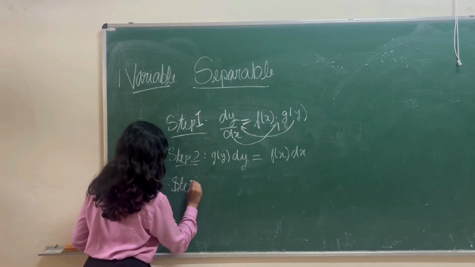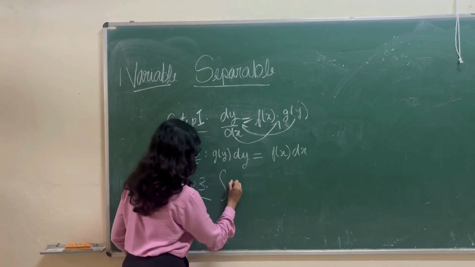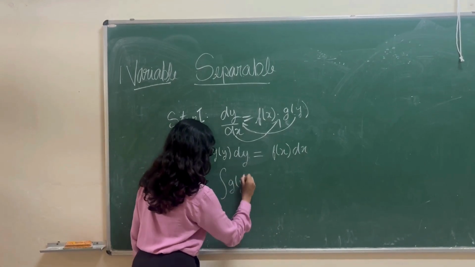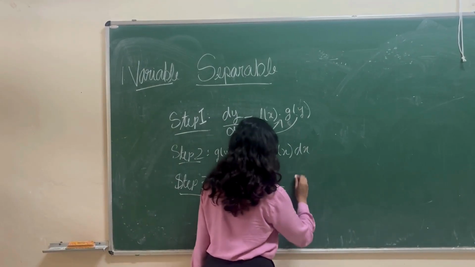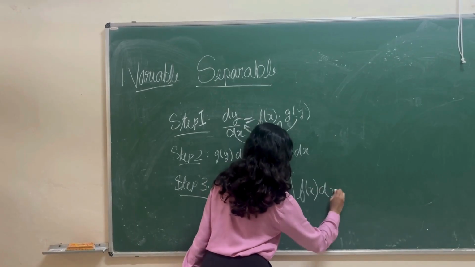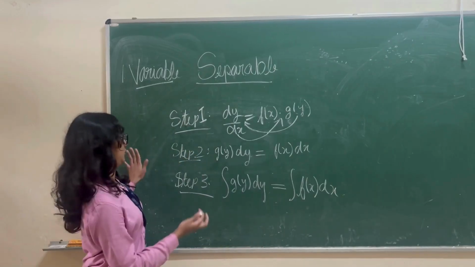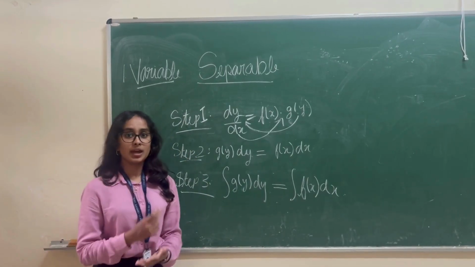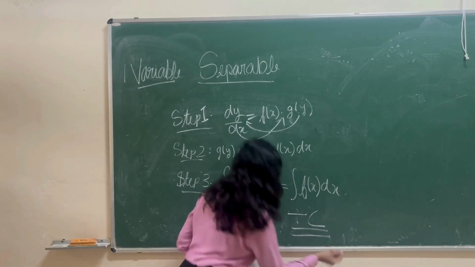Our next step, step 3, is to integrate. So we will integrate with respect to y on the left and integrate f of x with respect to x on the right. The most important part in solving an equation by variable separable form is to make sure that you add plus c in the answer.